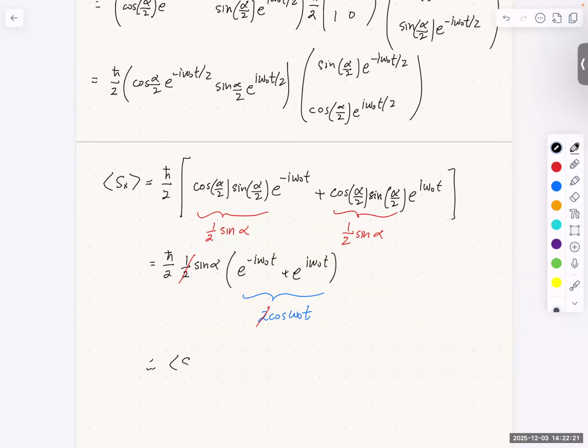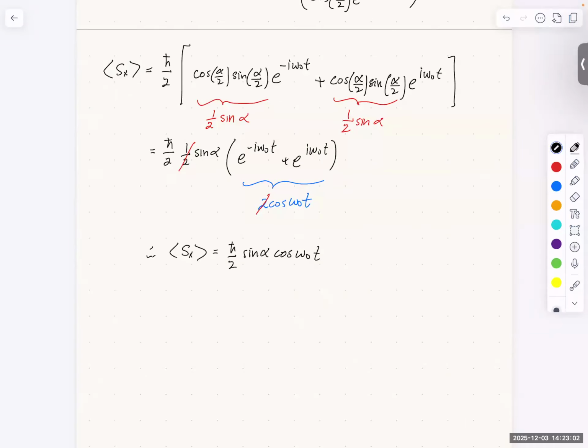The expectation value for the x component of the spin is h bar by 2 sine alpha cos omega naught t. So this cos omega naught t is obviously like an oscillation. And so it looks like the expectation value of the x component of the spin is going to increase, reach some maximum, go through 0, go negative, and it's just going to keep doing that over and over. It's going to be this periodic oscillation.